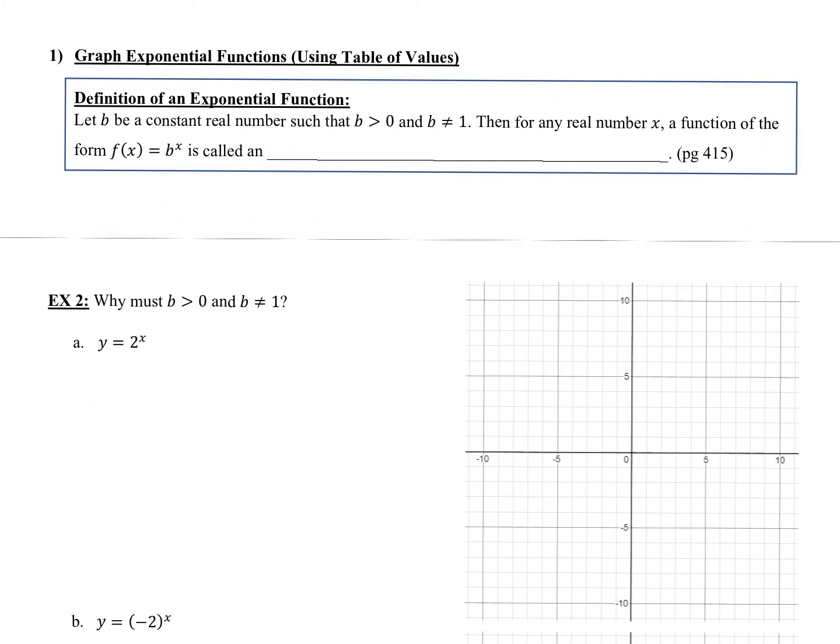So let's take a look at graphing exponential functions using a table of values. So for definition, let b be a constant real number such that b is greater than 0 and b is not equal to 1. Then for any real number x, a function of the form f of x equals b to the x power is called an exponential function with base b.